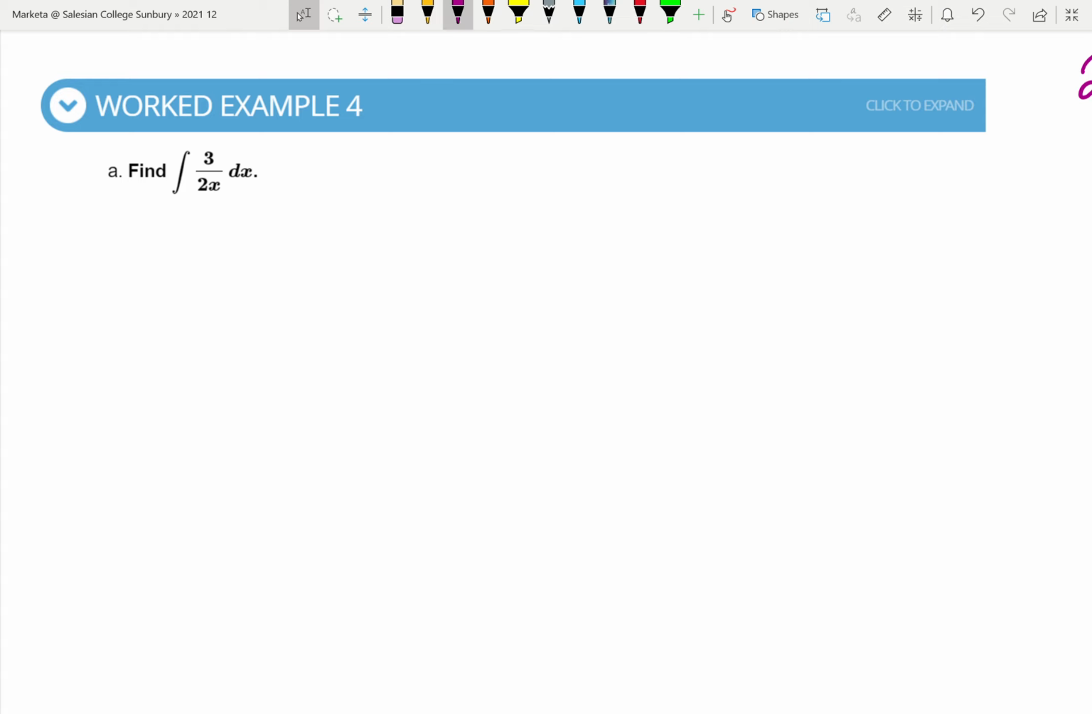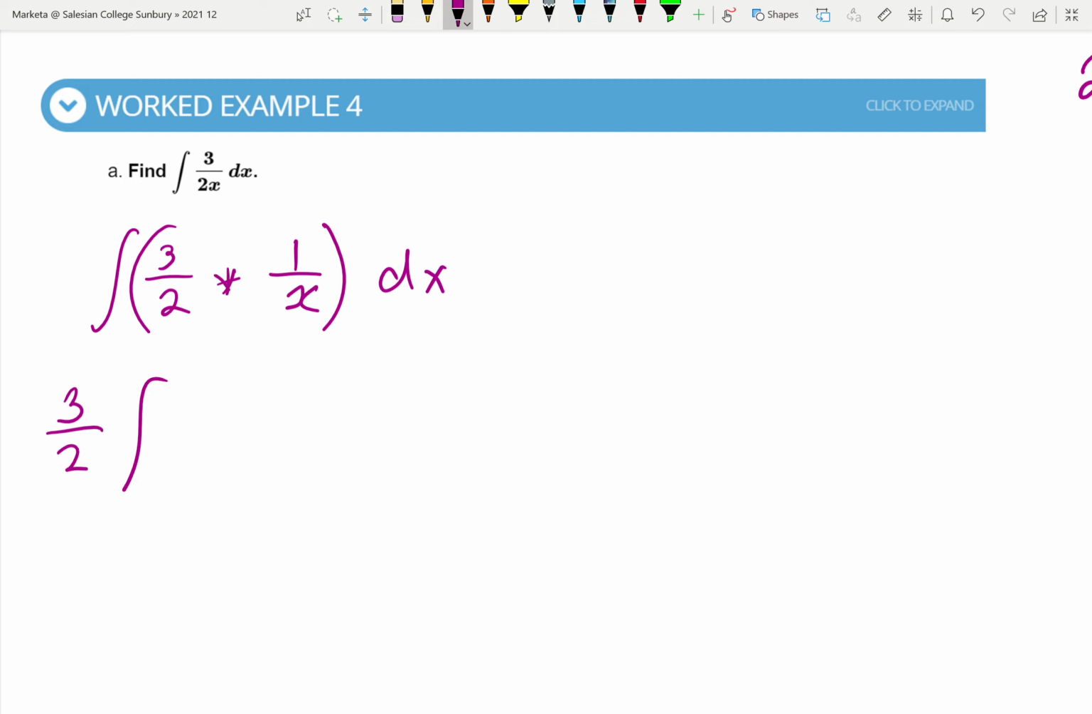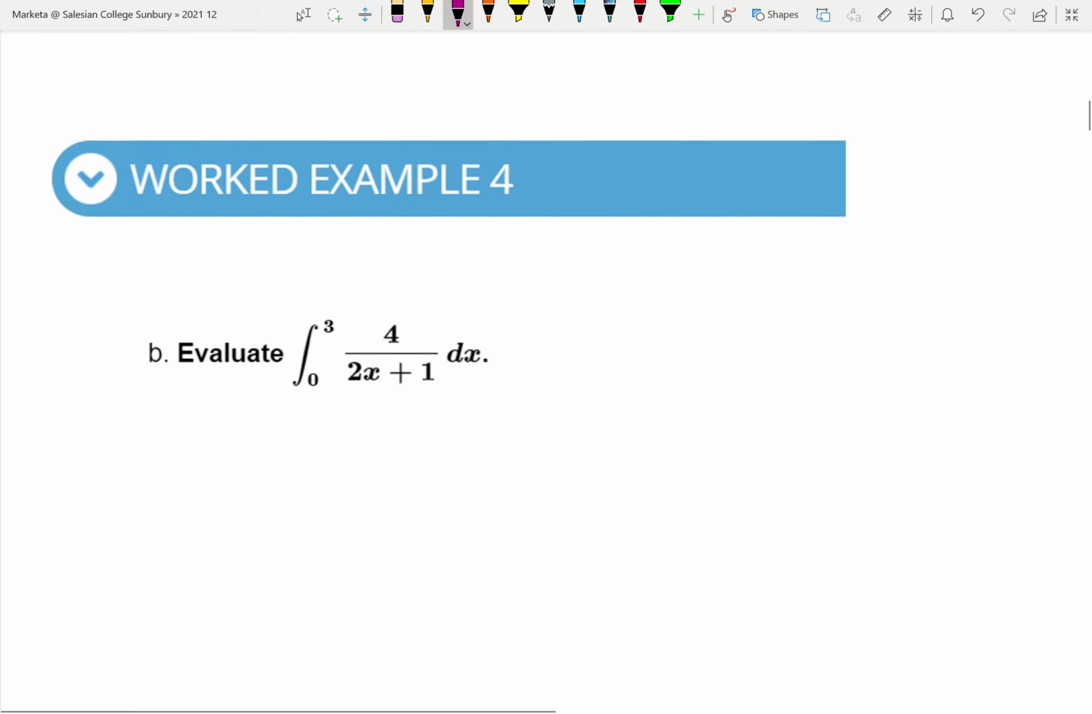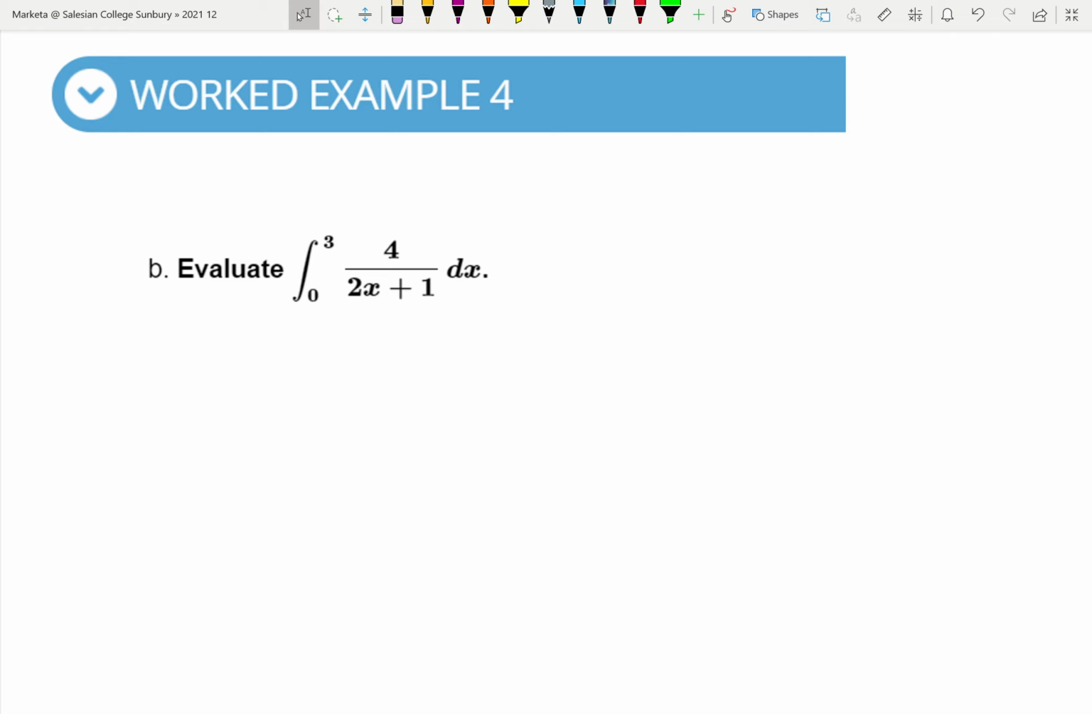The first one is just asking us to antiderive this. We could write this as the antiderivative of 3 on 2 times 1 over x dx. Of course, this 3 on 2 can just come out the front. So that's going to be 3 on 2 log e x plus c. So it's very straightforward. The next one may be a little bit more involved, but still not too hard.